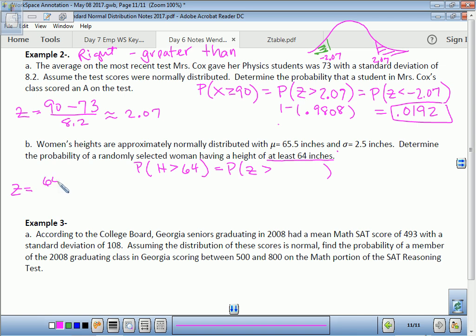Alrighty, now we get to the calculation. Here is 64 minus 65.5. So we're gonna switch it around to, and we're gonna make it 0.6. And if I'm correct, the chart tells us we have 0.72.